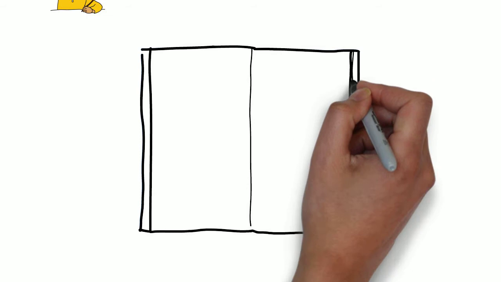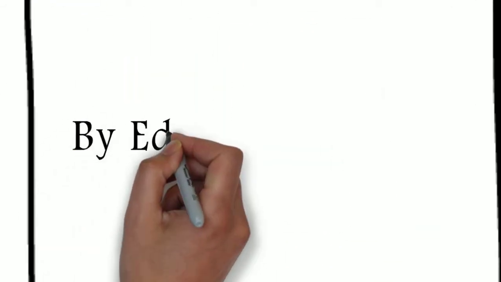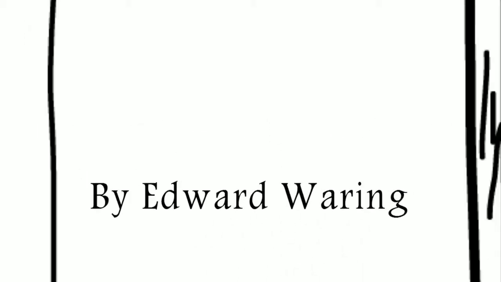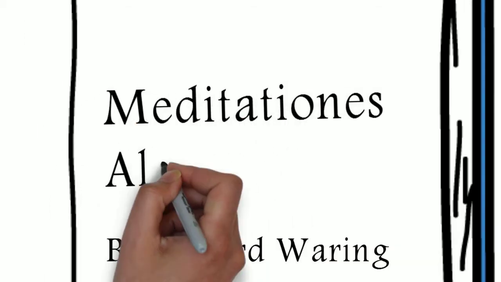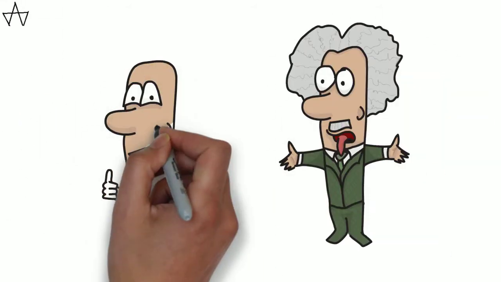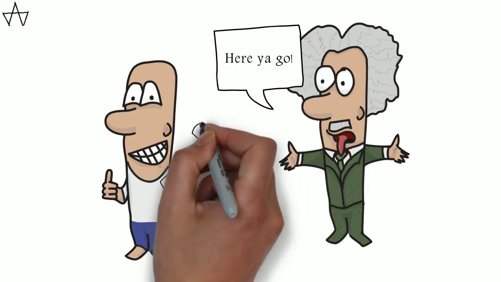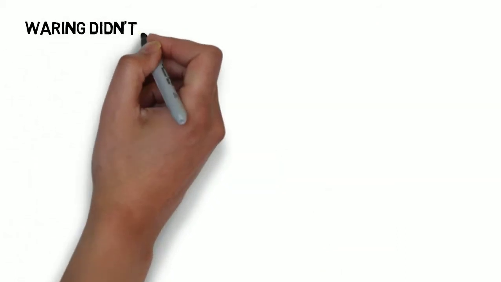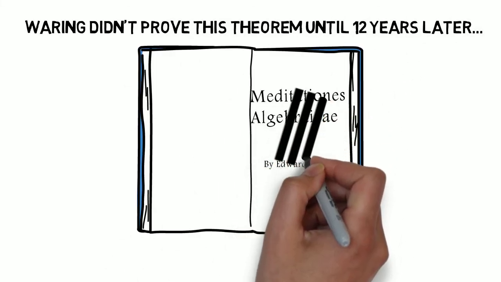Before I go into this, I would like to tell you a little bit about who came up with this theorem. Wilson's theorem was published in 1770, surprisingly not by someone named Wilson, but by Edward Waring, in Meditationes Algebrae. Waring did, however, attribute this theorem to John Wilson, one of his students. Waring didn't prove this theorem until 12 years later in his third edition of Meditationes Algebrae.